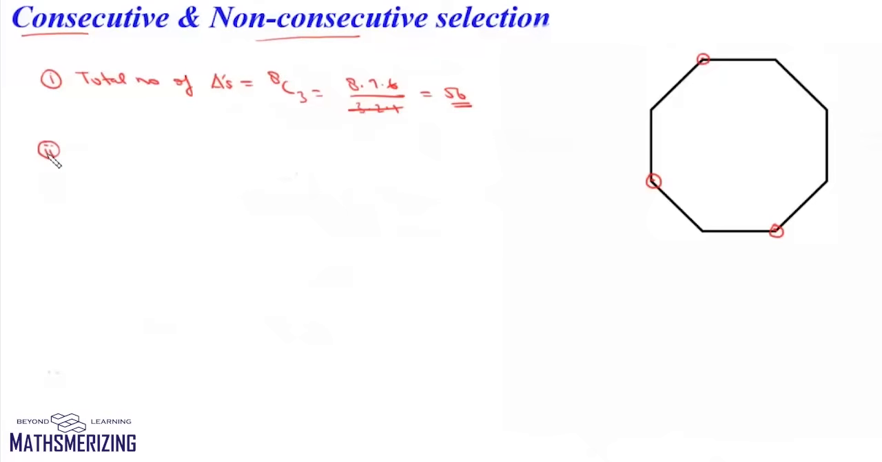Now the second question is, out of all these 56 triangles, how many triangles have exactly one side common with this given octagon? Now we know that a triangle will have a side common with given octagon when we have two consecutive vertices and then we have this third vertex which is not consecutive. So the first part of this problem is number of ways in which we can select two consecutive vertices. So problem is total number of triangles having exactly one side common.